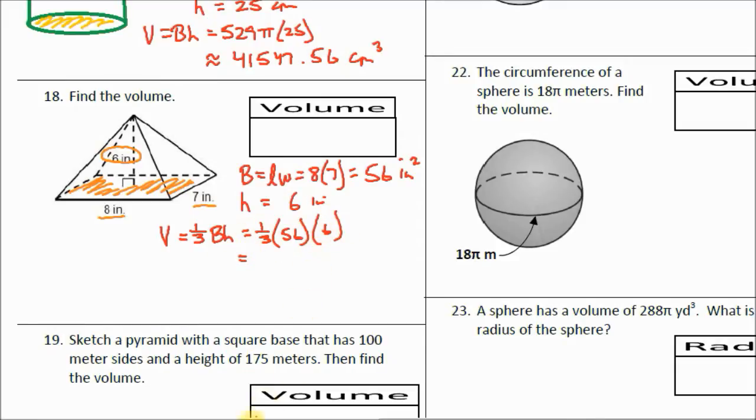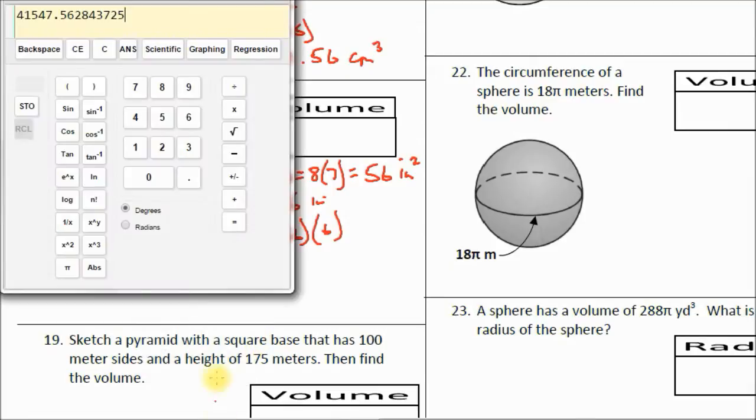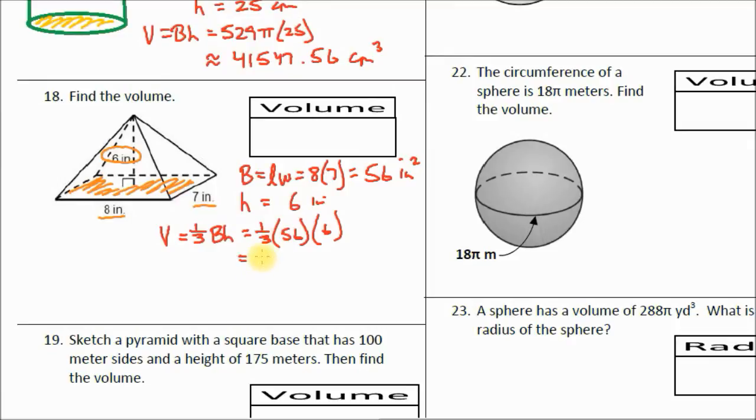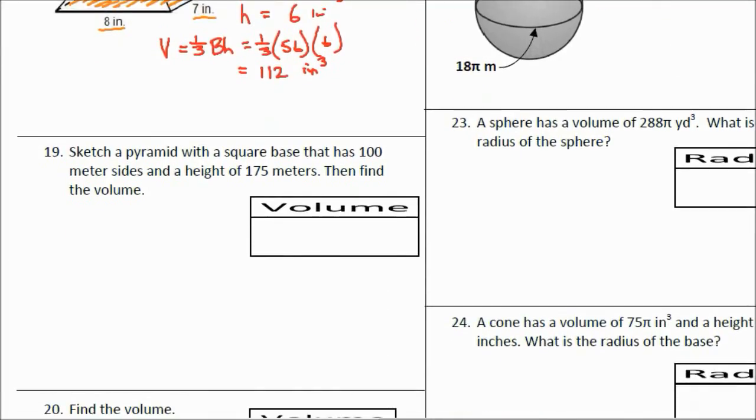Let's go ahead and put that in our calculator. So I'll put in the 1/3, I'll do it in parentheses. Parentheses 1 divided by 3, there's my 1/3 times 56 times 6. Equals 112 exactly. So the volume is 112 inches cubed. 112 inches cubed. Let's go on to question number 19.